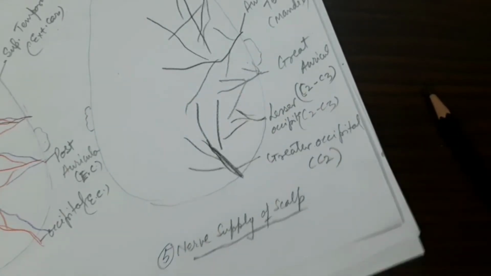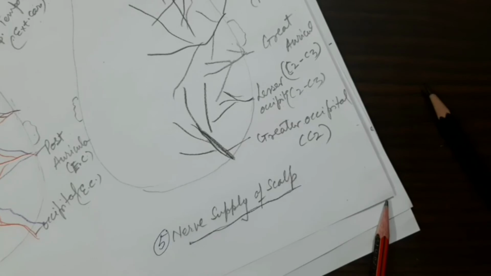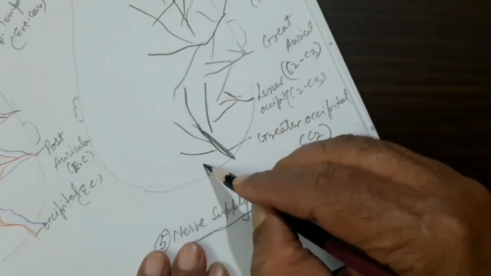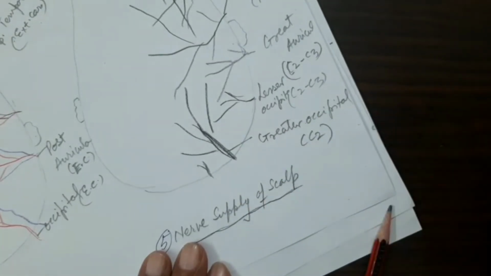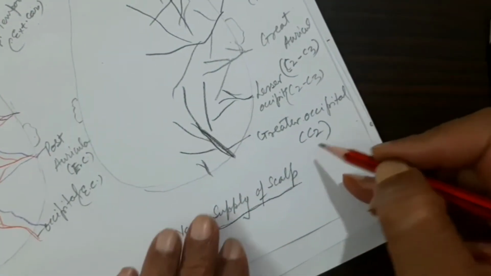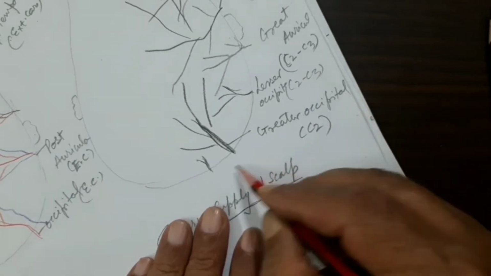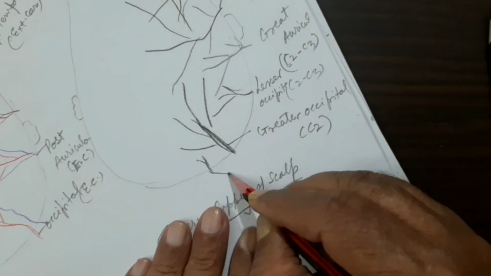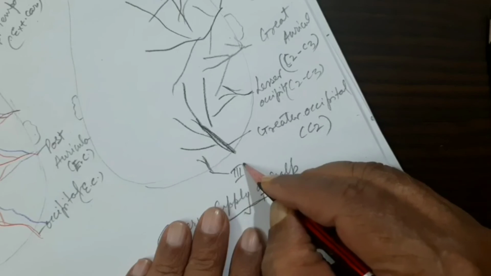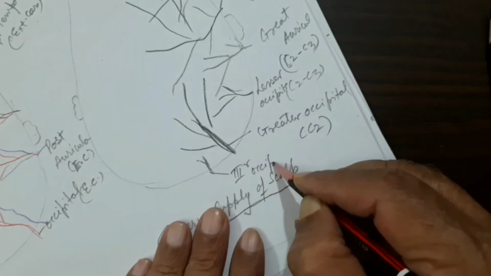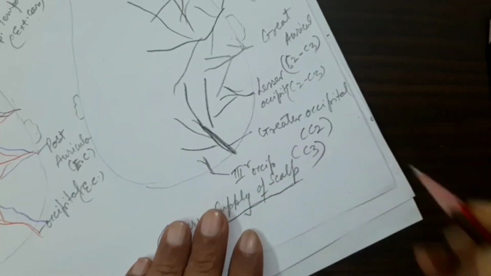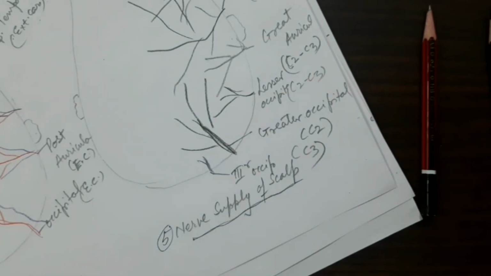And there is one more small nerve which will be here, again from the dorsal rami of C3, and this nerve is called the third occipital. Third occipital takes origin from the dorsal ramus of the third cervical spinal nerve.